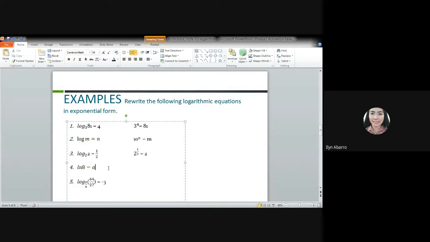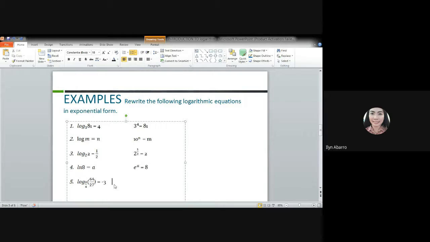Okay, let us have number 4. So, ln 8 equals A. So, this is a natural logarithm. So, in exponential form, our base here is E. So, copy na lang ulit tayo ng exponential. Our base is E. Our exponent, what is our exponent? Ito yung nandito, A. E raised to A is equal to what? Is equal to 8. Okay, so as easy as that.